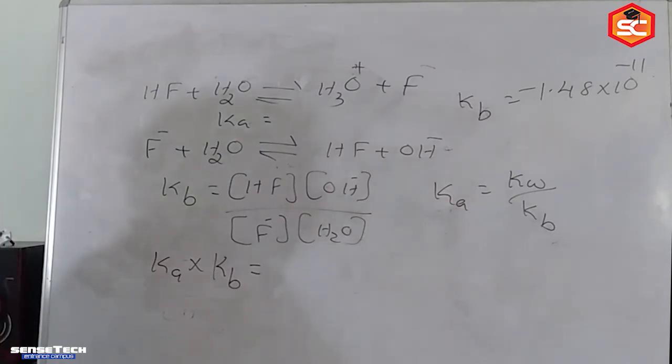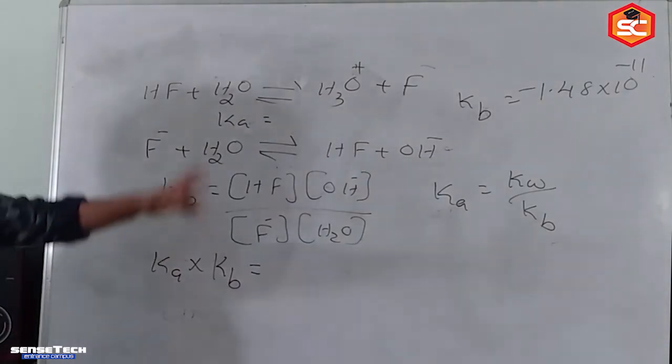So the answer finally you are getting is 6.75 into 10 to the power minus 4. The method is clear now.